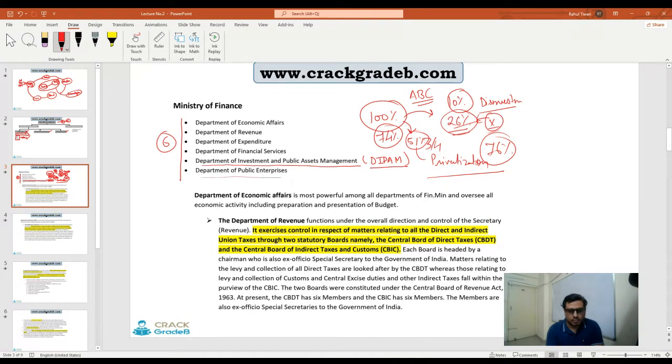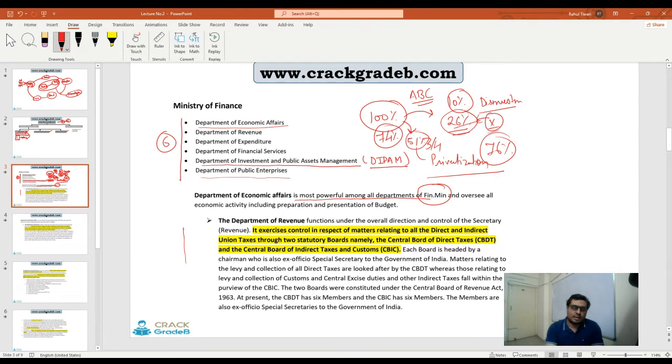Another is the Department of Public Enterprises. All the government companies come under this category, right? I'll explain in detail. But before going to this part, first try to understand the role of the Department of Economic Affairs. I have written here that it is the most powerful among all departments of FinMin.